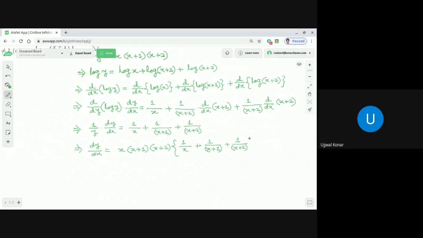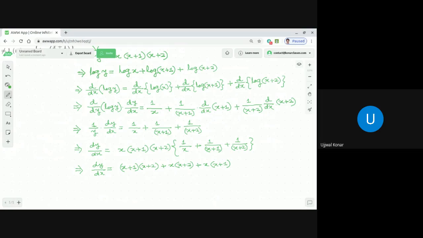Any smallest doubt, please do let me know. So from here, you can write that I got the required differentiation as x plus 1 into x plus 2, plus x into x plus 2, plus x into x plus 1. And if you simplify, you'll get the same thing.